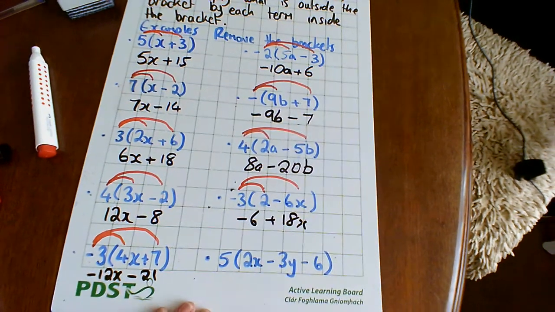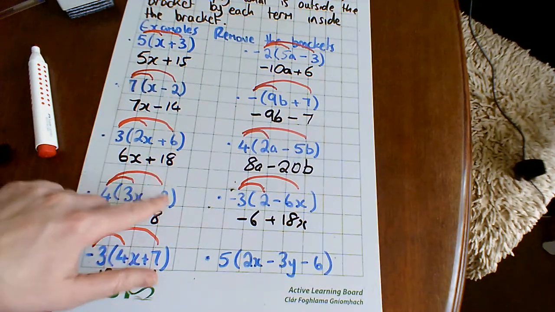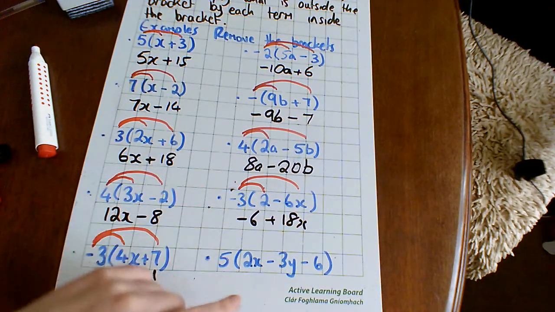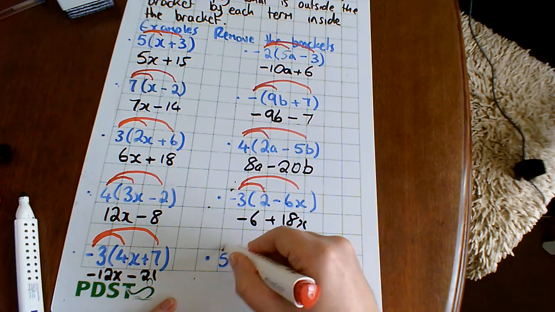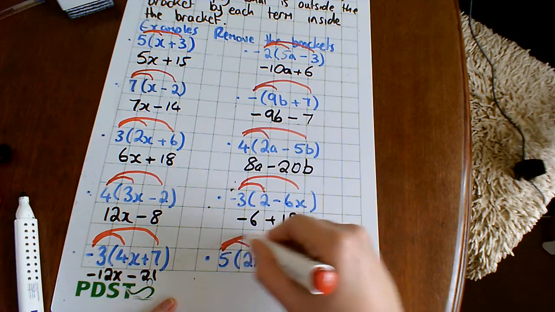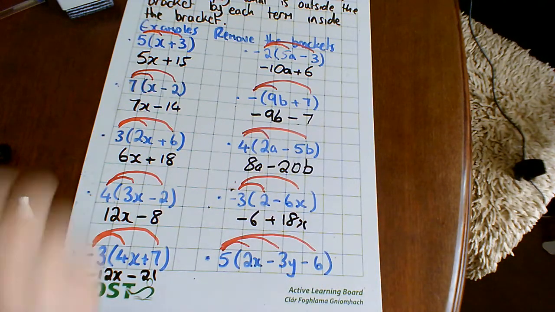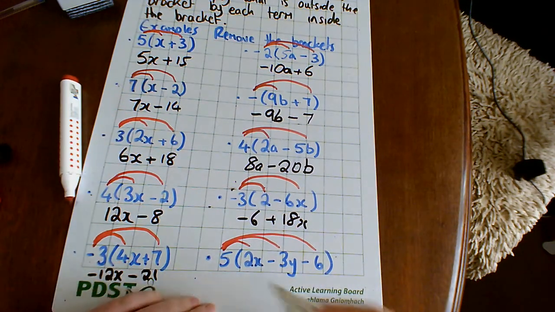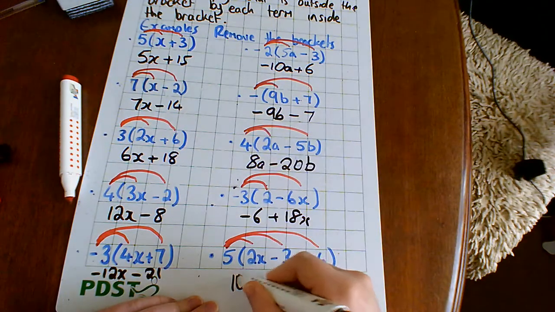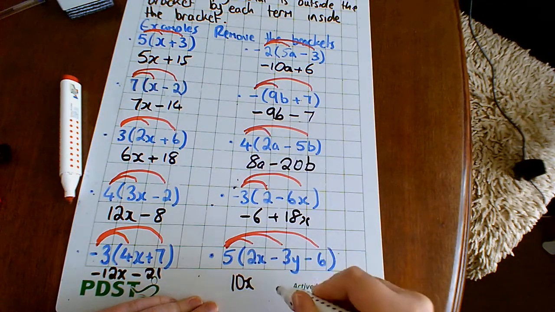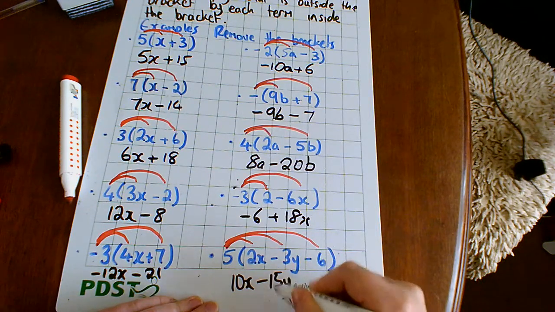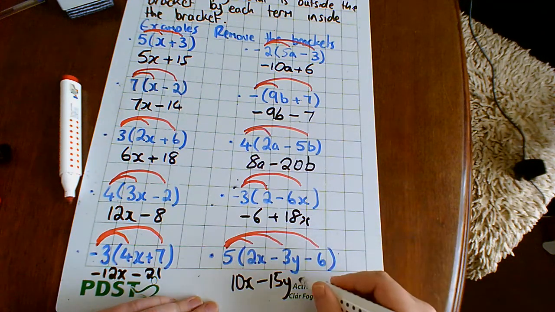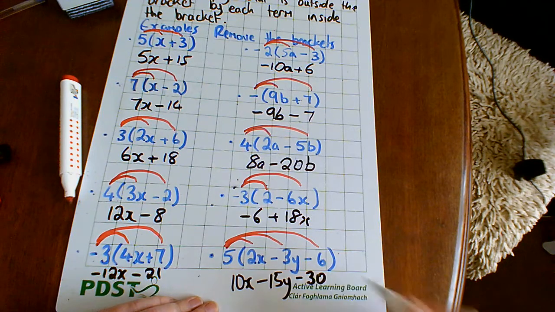And then the last one, you can see all of these had 2 terms inside. Okay, this one has 3 terms, but the rules still apply. Multiply what's outside by each term inside. So you're going to have 3 multiplications here. Okay, so we have 5 by 2x is 10x. 5 by minus 3y is minus 15y. And 5 by minus 6 is minus 30. And now we've removed brackets from 10 examples.